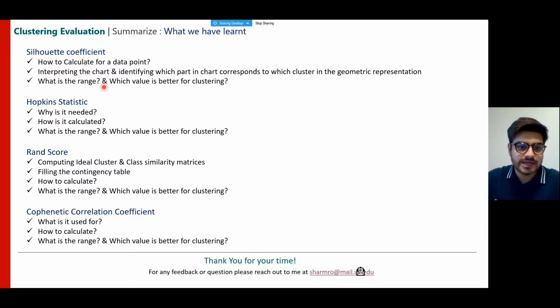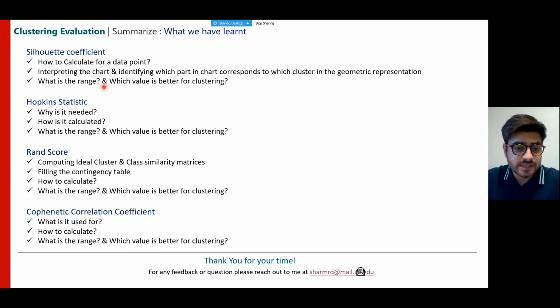We then moved to Hopkins statistics, which is required to check if there actually exist some clusters in the data before we do the clustering. And we saw how it is calculated using a random generation of points and then comparing the nearest neighbor distances of actual points and the random points. We also looked at what is the range for this metric and what is better for clustering.